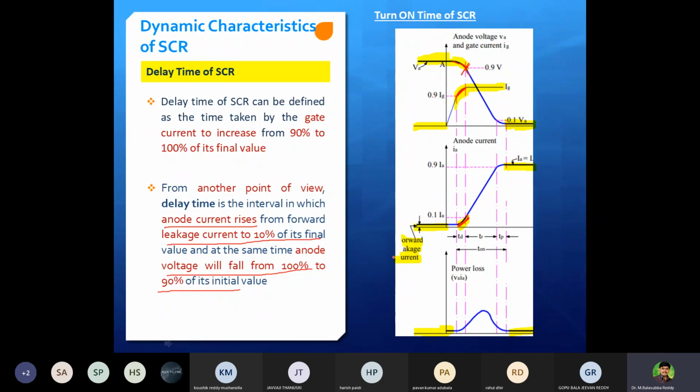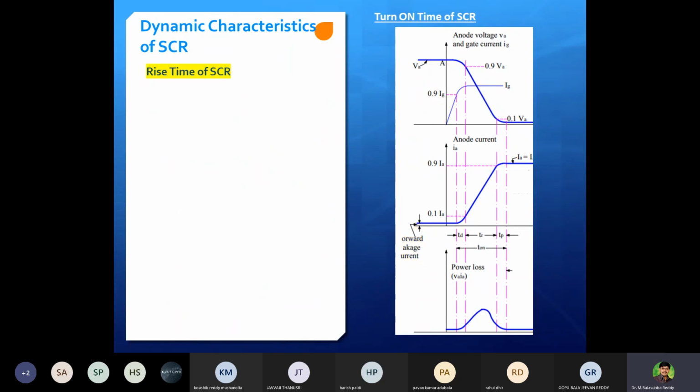So that interval we call the delay time. And now we can see the rise time. What is the rise time? You can see this gap.